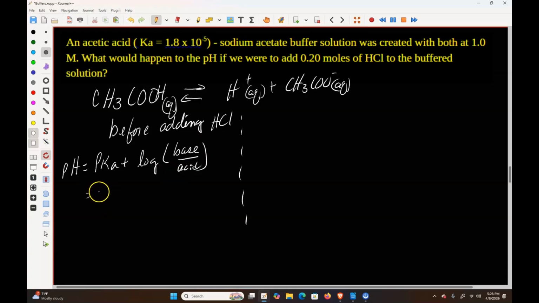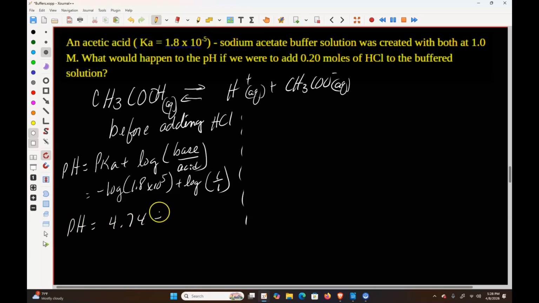All right, so the negative log of 1.8 times 10 to the negative 5, plus the log of 1 over 1. So the pH is equal to 4.74 plus 0. So the pH is equal to 4.74. Now that's without adding my HCl.